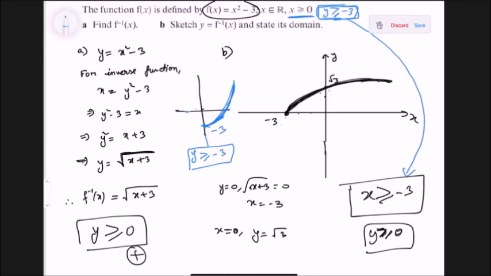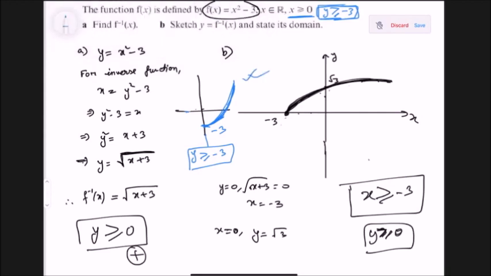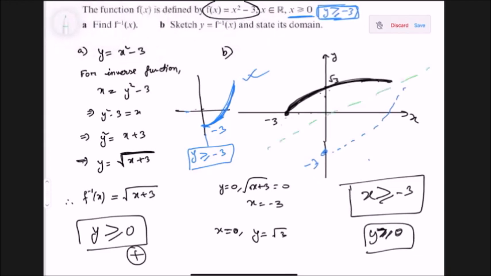So for the inverse one, x is greater than or equal to minus 3. And if we sketch this whole thing here, that's how it should look like. Okay, so it's actually the reflection about the y equals x line.